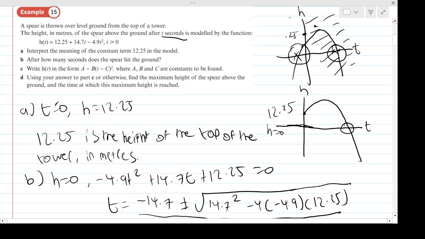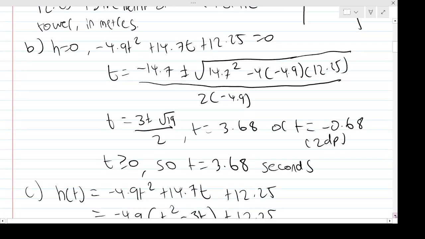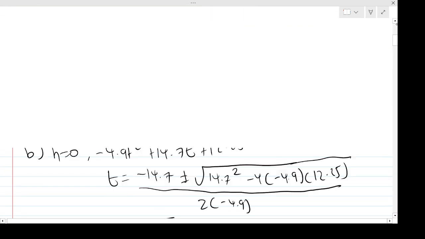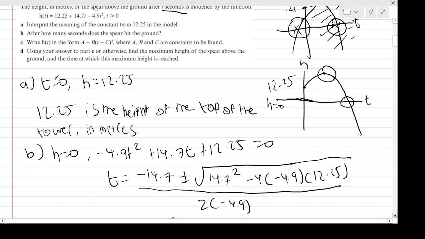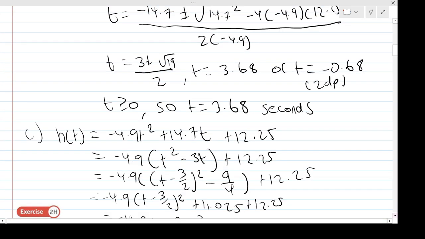Using your answer to part C or otherwise, find the maximum height of the spear above the ground and the time at which this height is reached. Well, again, the maximum is going to be this turning point, this highest point here. But we know how to use the completed square. We looked at it last time when we looked at graph sketching. So the maximum point corresponds to when we have the completed square form. And again, it said hence use part C, so we need to use part C to work out this answer.